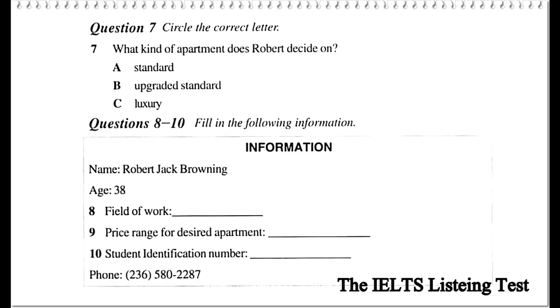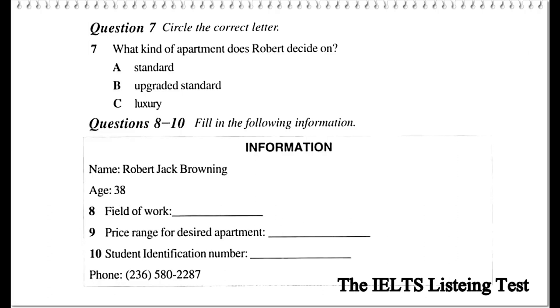You will have to leave us some information and a student identification number. Sure, no problem. My full name is Robert Jack Browning. Could I have your age, please? I'm 38. Your major? I'm studying biology. How about naming some of your hobbies? Fishing, golf, watching movies, and spending time with my family. Sounds like a good life.